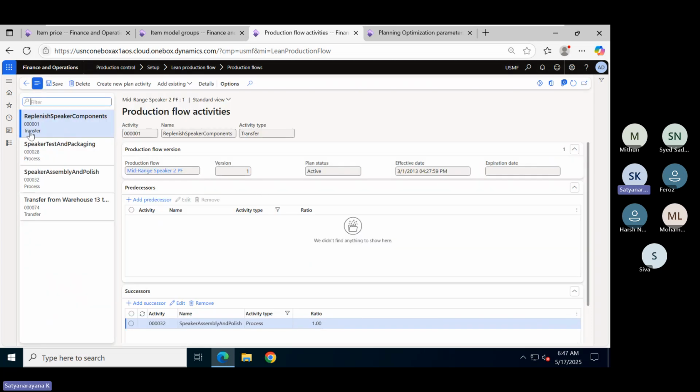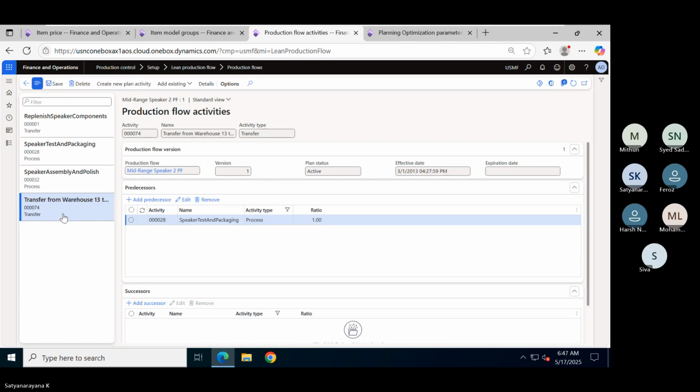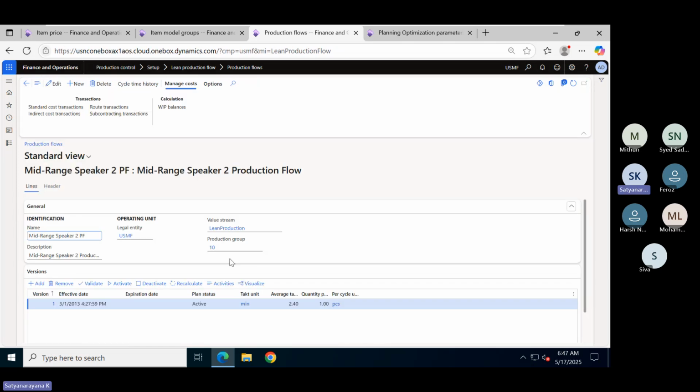Okay, one is transfer activity, one is process activity. Transfer activity means take the material from the regular warehouse, and then testing and assembling. First, we need to test whether it is working fine or not, that 500 GB hard disk or 1 TB hard disk. And then assembling, combine and deliver to warehouse 13. Simple, this is production flow. So for that, we can see here.